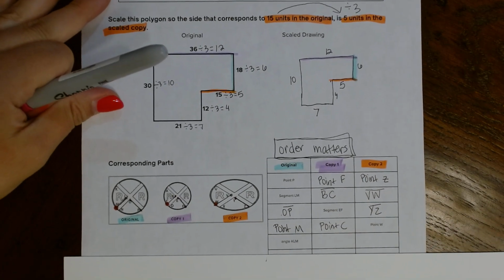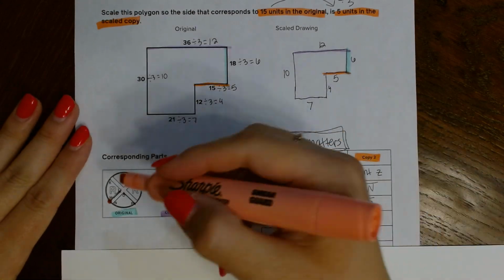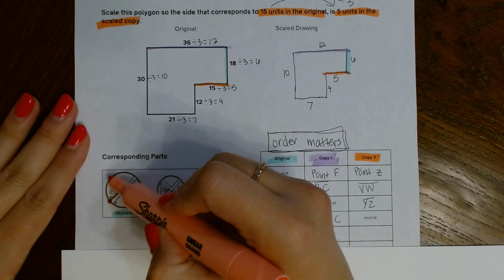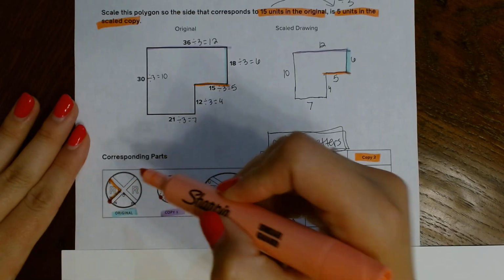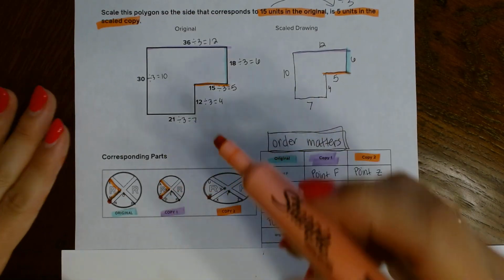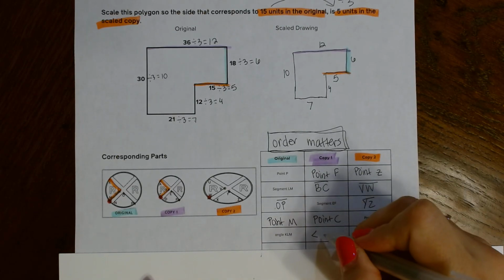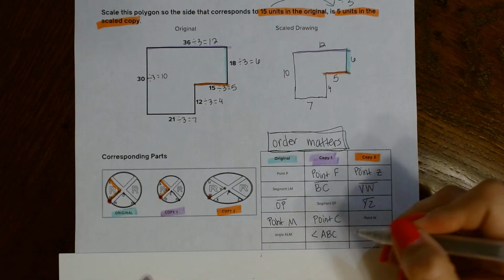Now we're looking at angles. I wish I had more colors. Let's see. Angle KLM in the original. So I'm starting right here. KLM. And order matters, so I start up there again. ABC. An angle you can write like this. Angle ABC.